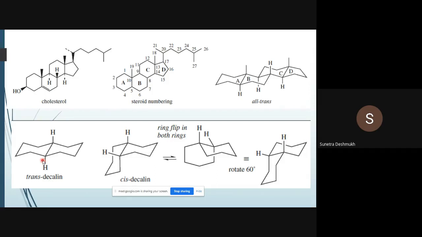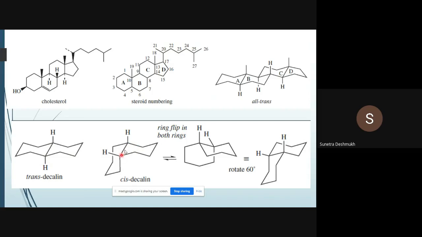We have to pay attention to the bridgehead carbon atom, and the hydrogen atoms present at the bridgehead carbon atoms. The stereochemistry of these two hydrogen atoms decides the stereochemistry of your steroidal molecules. One hydrogen is present above the plane and one below the plane, so that's why this is trans decalin. In cis decalin, this ring is cis to this ring.